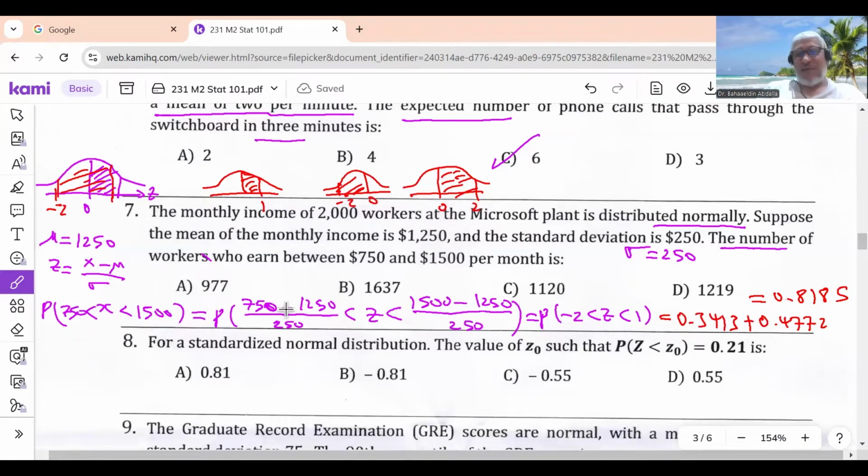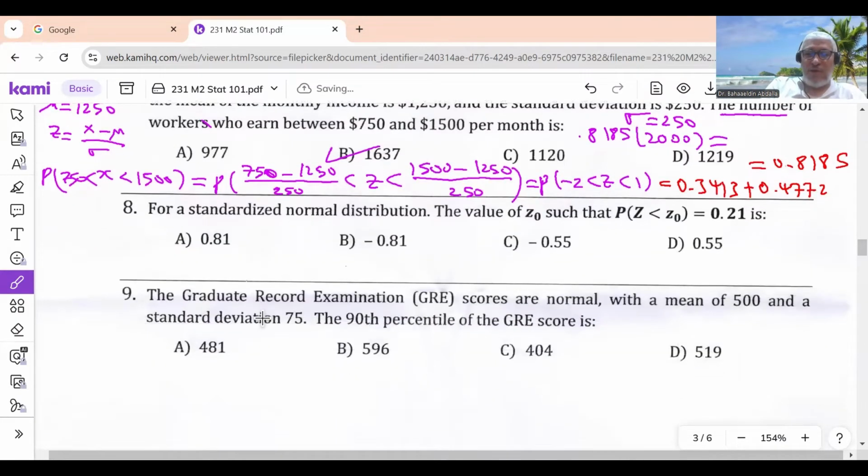But he's not asking about the probability. He's asking about the number of workers who earn between 750 and 1,500. So how to find the number of workers? I multiply 0.8185 times 2,000, okay? Because the number of workers is 2,000. The answer is 1637, so that's the correct answer.